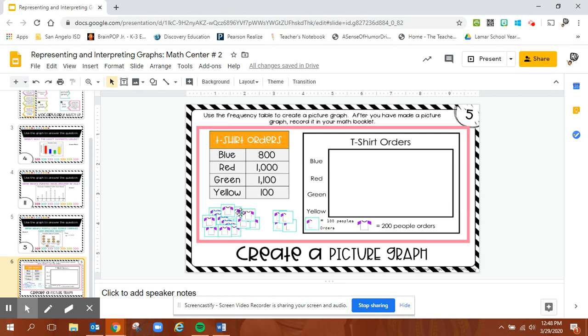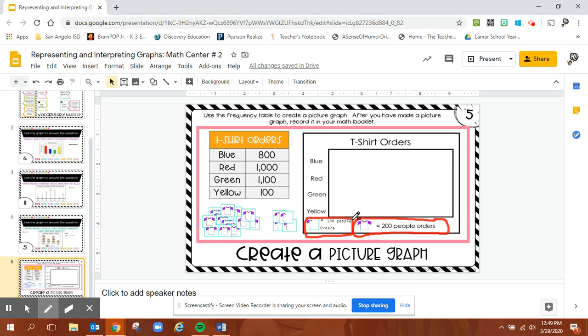We've given you some shirts down here. Now it's important that we look at our key. Okay, so one whole shirt equals 200. Okay, that means that half a shirt, if we think about what's half of 200, it's 100. So half of a shirt equals 100.